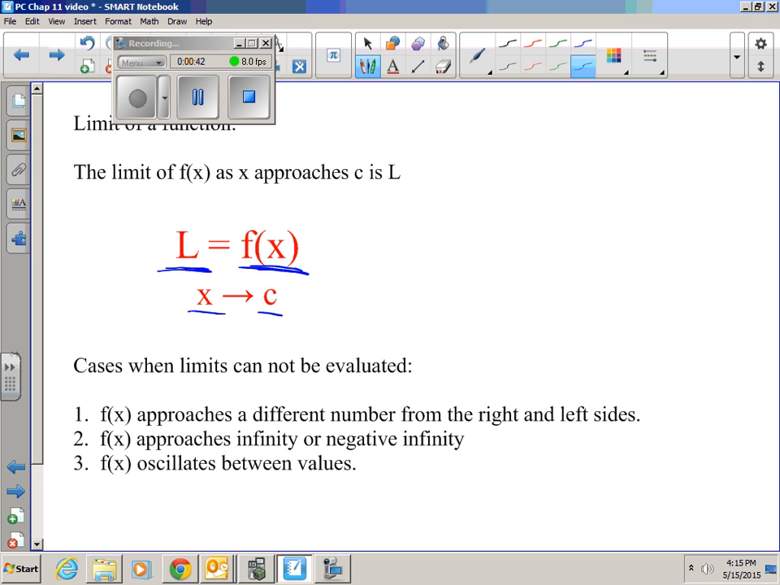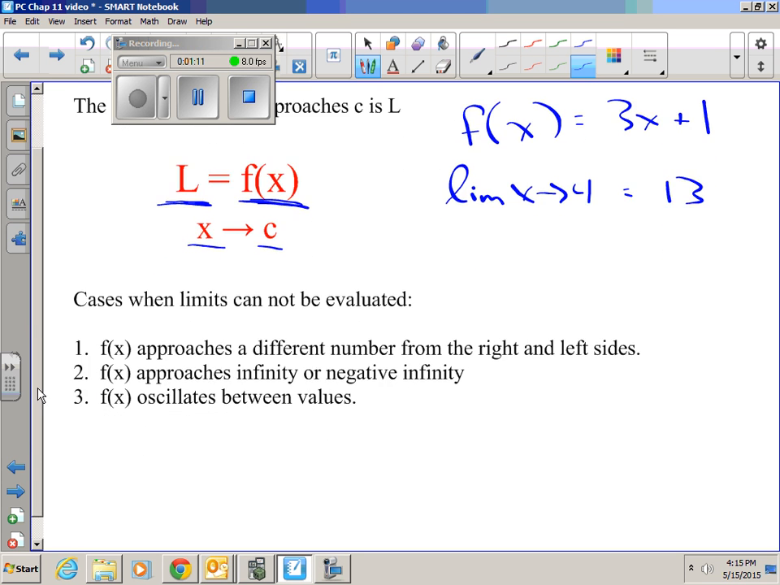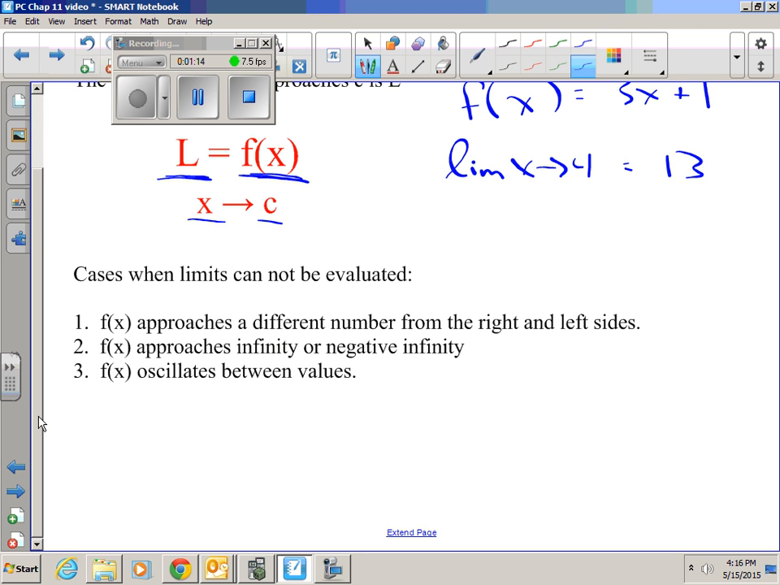In other words, if I have a function like f of x is equal to 3x plus 1, the limit of the function as x approaches 4 would be about 13, because as x gets closer and closer to 4, the value of our function gets closer and closer to 13. Okay? There are three particular cases when limits do not exist.